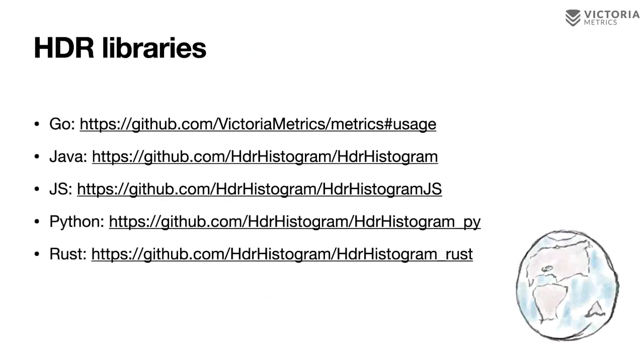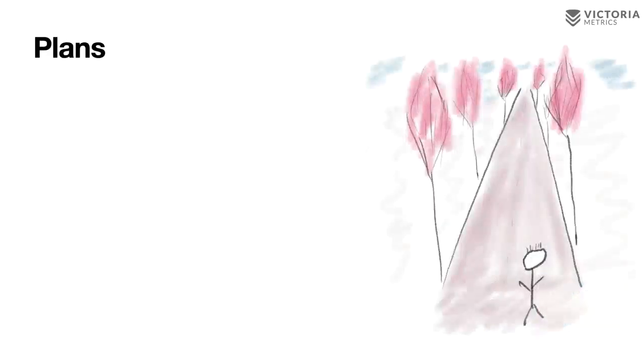After some thinking, the Knight Alex decided to open source the HDR libraries for the Go language. It's called VictoriaMetrics/metrics. And he found that in other countries they already used HDR histograms. He passed some links to the libraries in these languages. Right now, everything works fine and people are happy.